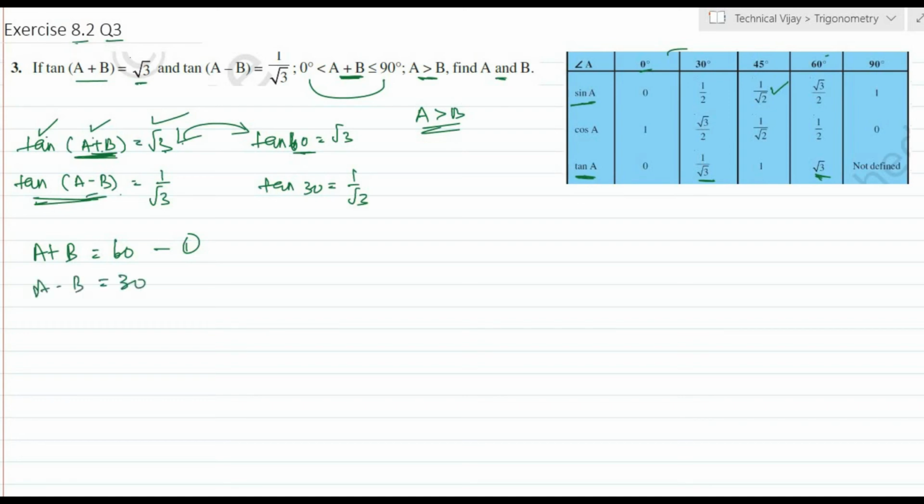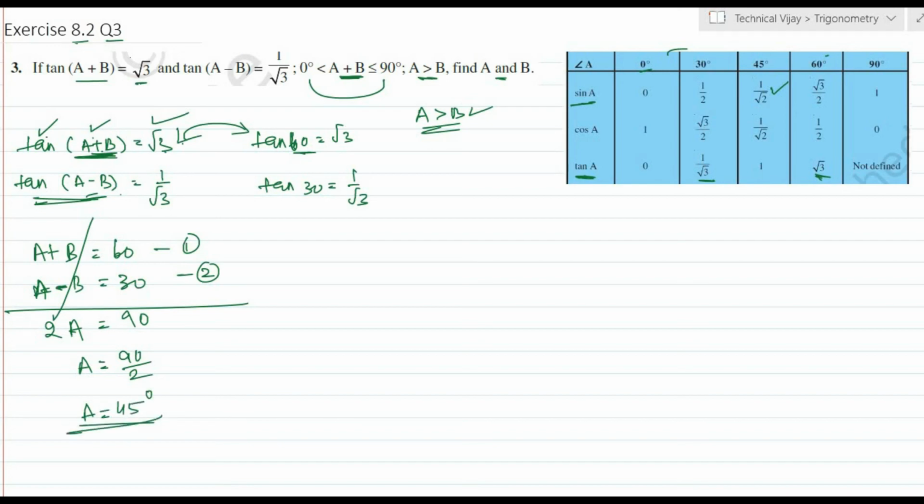Okay. So he has given a is greater than b. Okay, a minus b. So this is the second equation. So solve for this one. So subtract or add this one. By adding, this b gets cancelled. So 2a is equal to 90 degree. So a is equal to 90 divided by 2. So a is equal to 45 degree.